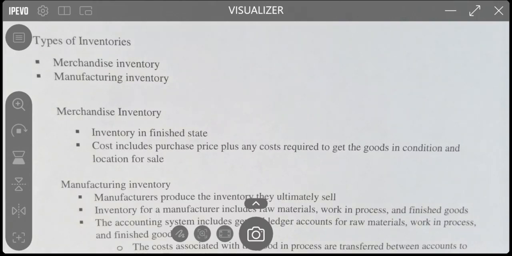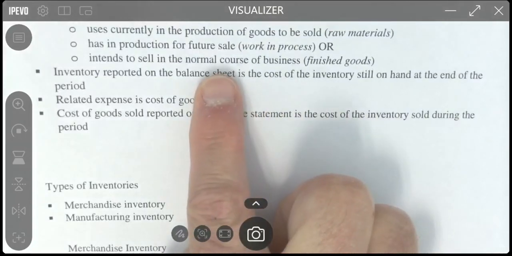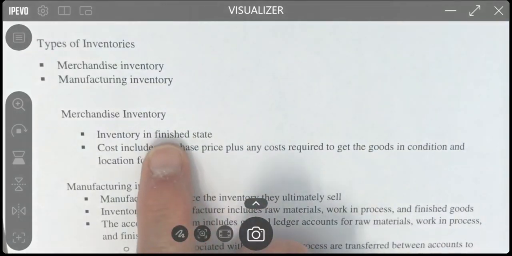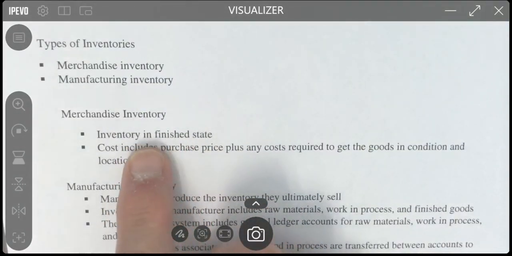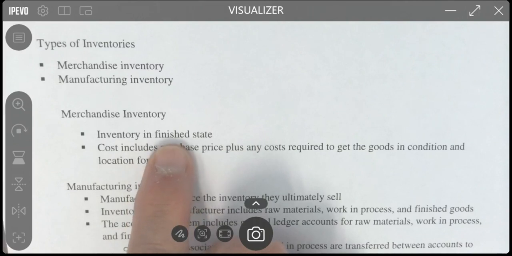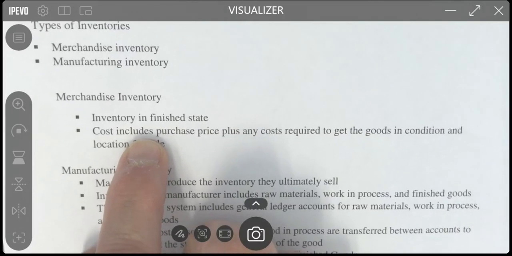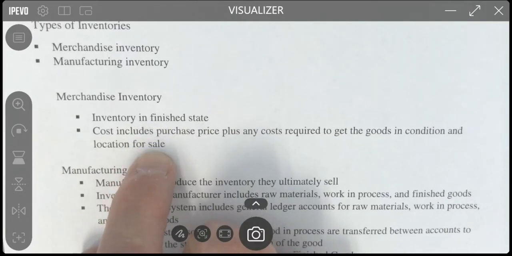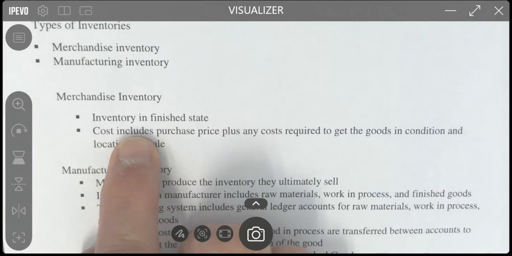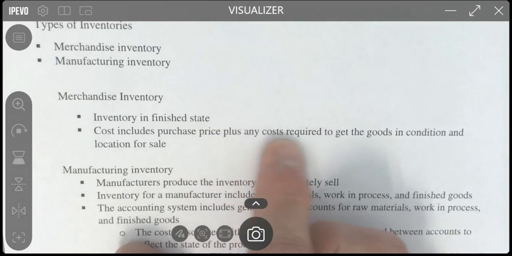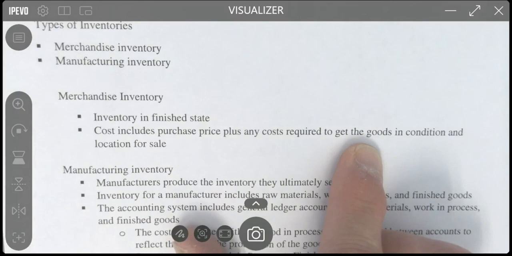Merchandise inventory is primarily going to be finished goods, what we talked about earlier. Goods the company intends to sell in the normal course of business. It's inventory that's in its finished state. Retailers primarily have merchandise inventory. Retailers like Target and Walmart and Home Depot. The cost of merchandise inventory is going to include the purchase price to acquire the good, plus any costs required to get the goods in condition and in the location for sale.